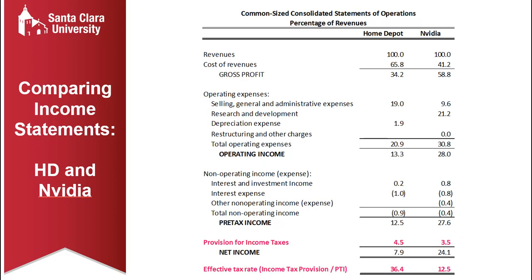Last, note that its effective tax rate, which is calculated for you at the bottom of the page by dividing the income tax provision by pre-tax income, is about 1/3 of Home Depot's. This tax differential is largely due to Home Depot operating primarily in the US and Canada, while the bulk of NVIDIA's sales are overseas.